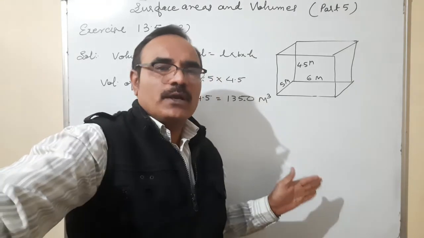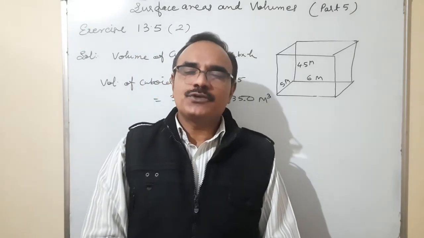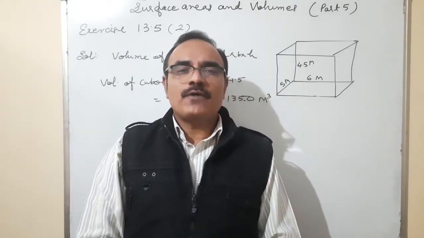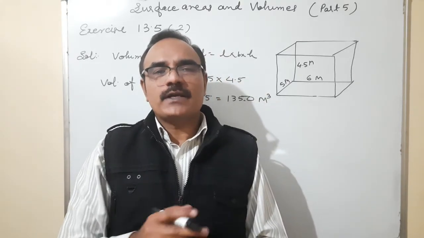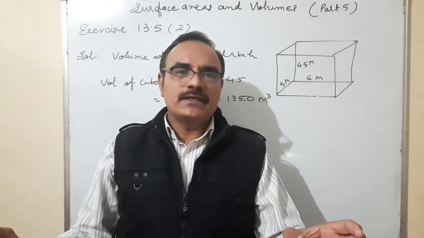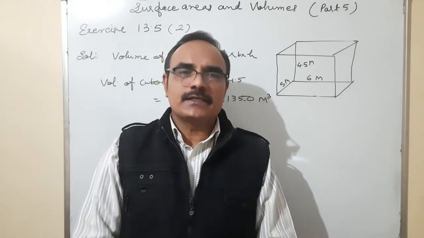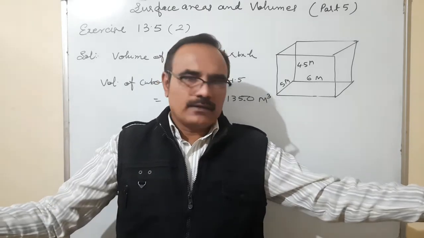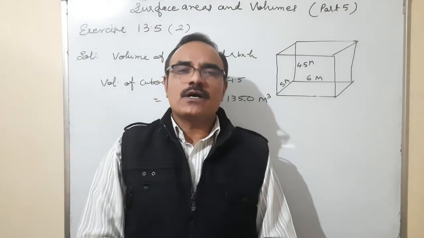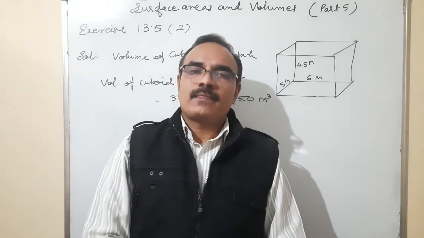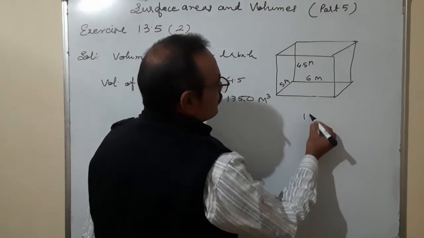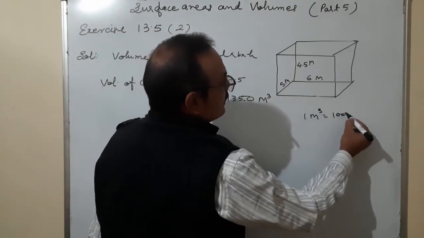1 meter into 1 meter into 1 meter means it is 1 meter cube. If 1 meter cube is the volume of a tank, can you tell me how many liters of water it can hold? I think it will hold 1000 liters of water. It cannot hold 10 liters or 10,000 liters. So definitely 1 meter, 1 meter and 1 meter holds approximately 1000 liters of water. You can memorize this: 1 meter cube is equal to 1000 liter.